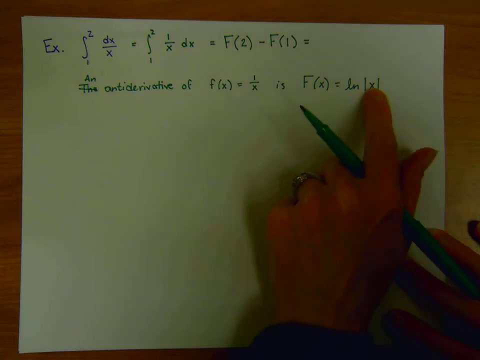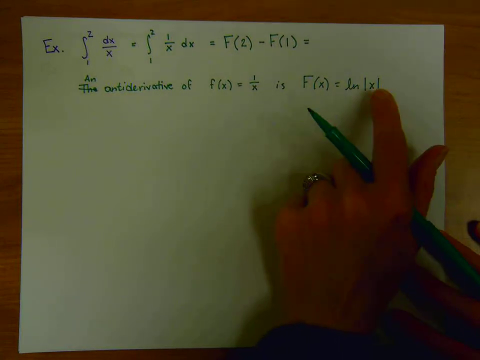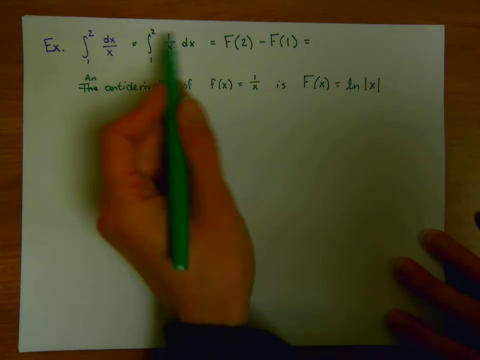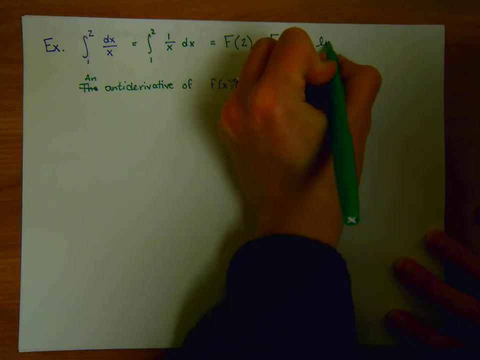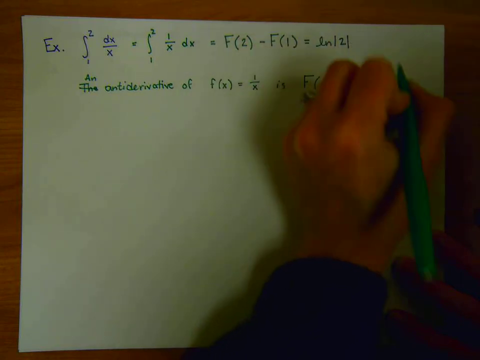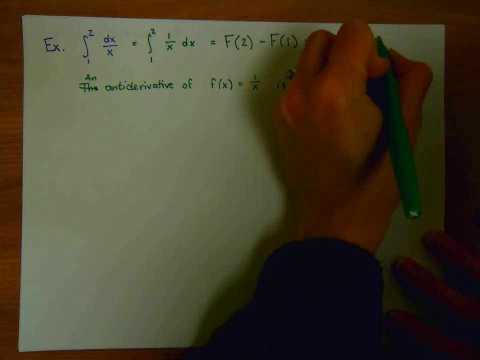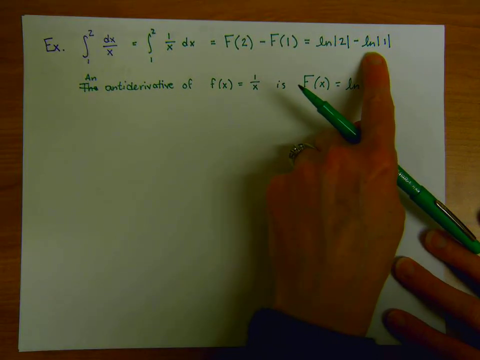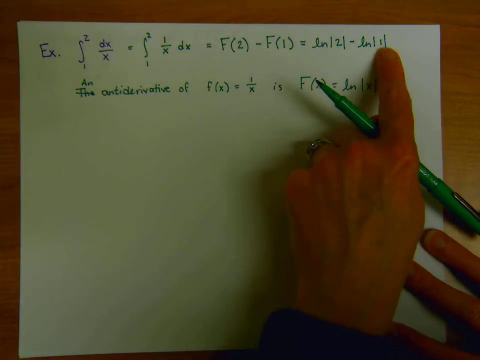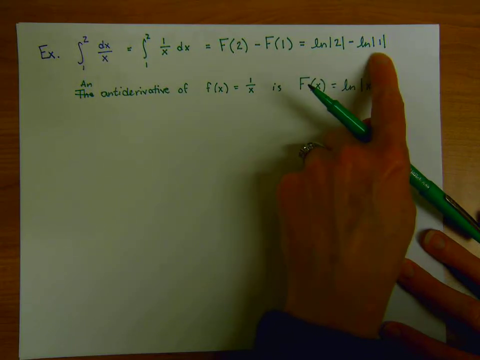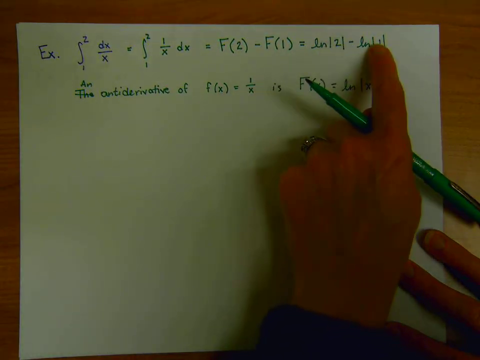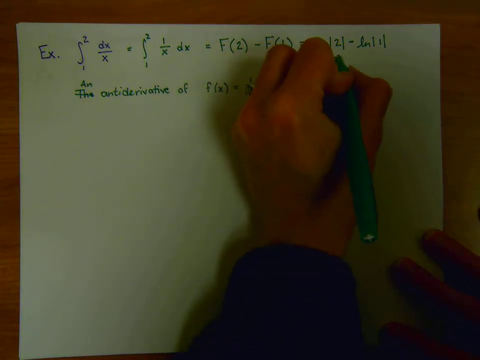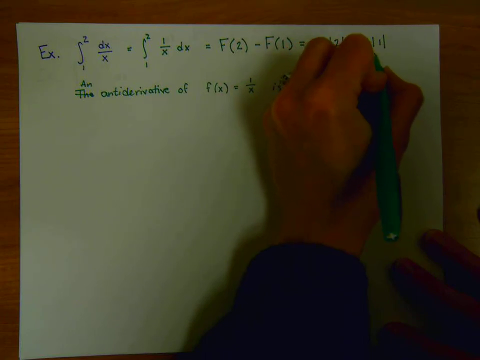So because the natural log of the absolute value of x is an antiderivative, I know that by the fundamental theorem of calculus, this integral is going to end up being the natural log of the absolute value of 2 minus the natural log of the absolute value of 1. And I could leave this answer like this, that this is perfectly mathematically correct. Your textbook will give you a different answer. The textbook will apply a property of logs, that the difference of 2 logs is going to be the log of the quotient. So in this case, this is just the natural log of 2 minus the natural log of 1.